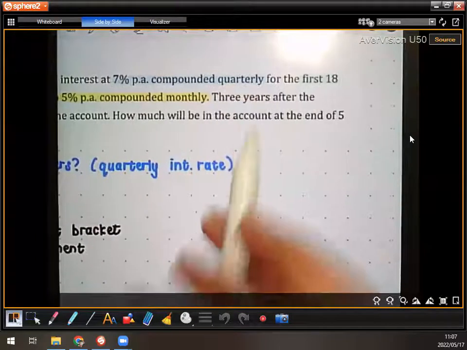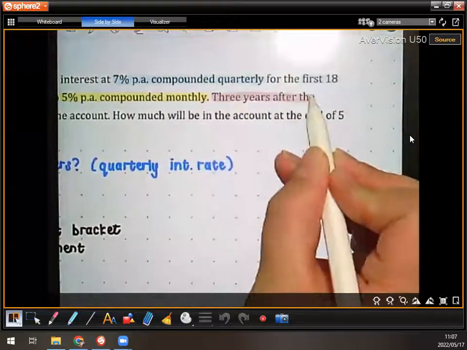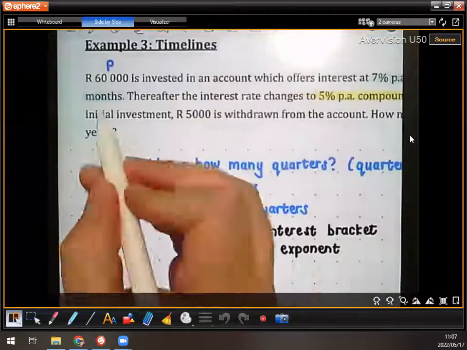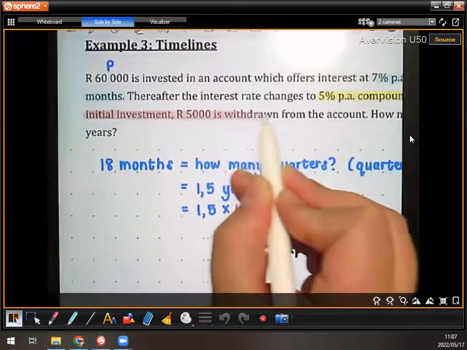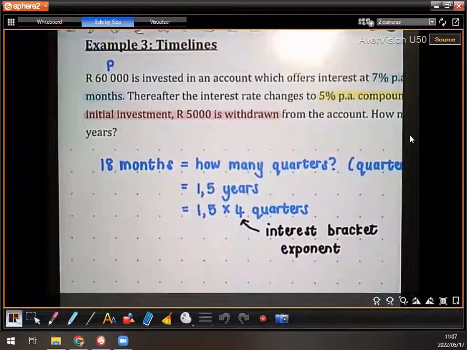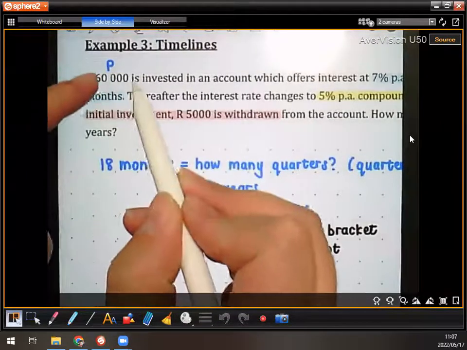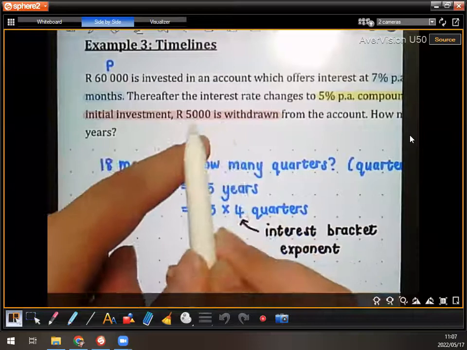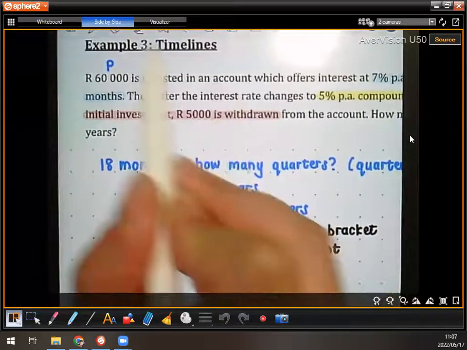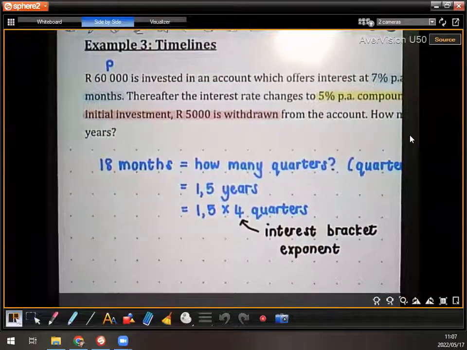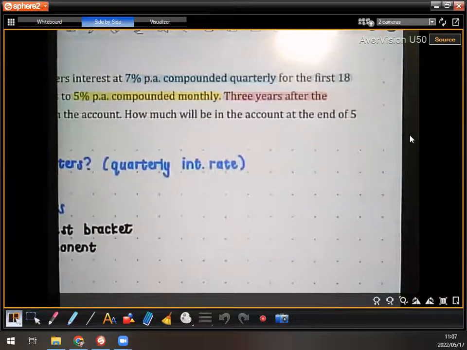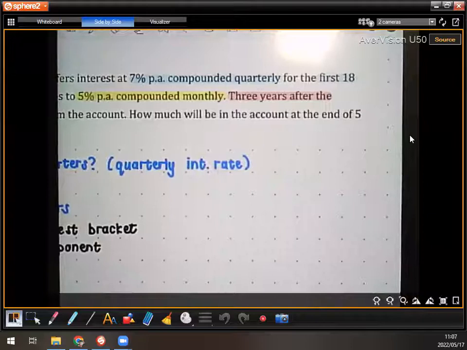Okay, so 3 years after the initial investment, so that's going to be a T0, right? No, sorry, a T3. 3 years after the initial investment is T3. First deposit is going to be a T0. This is going to be a T3. How much will be in the account at the end of 5 years? Okay, so we have to go to a T5 now.